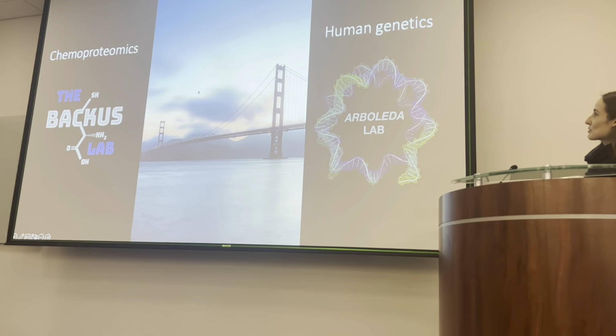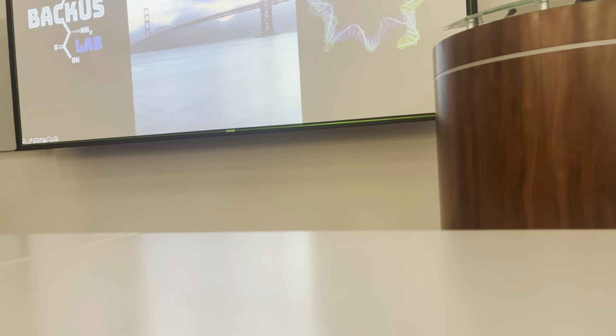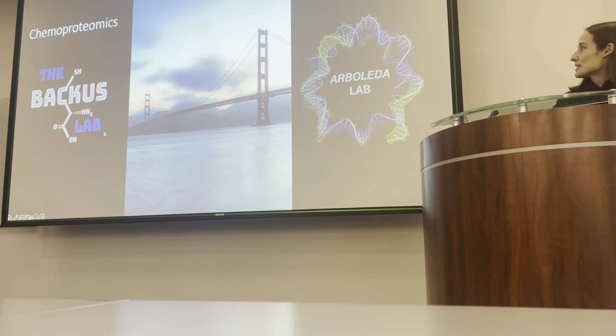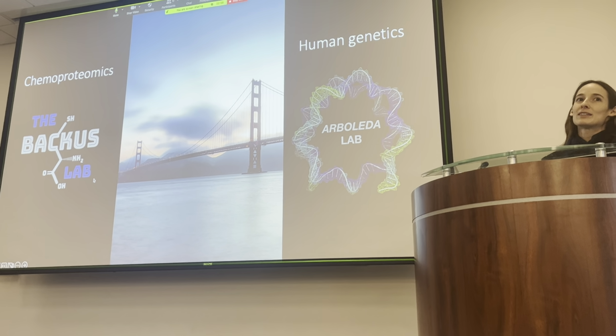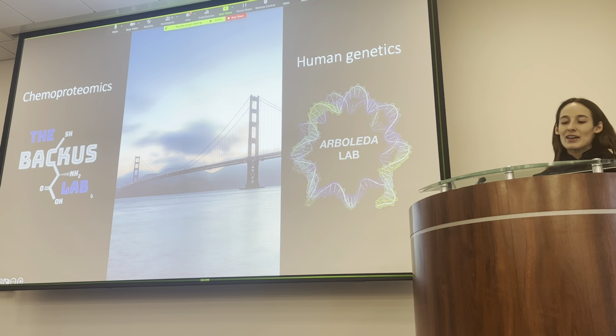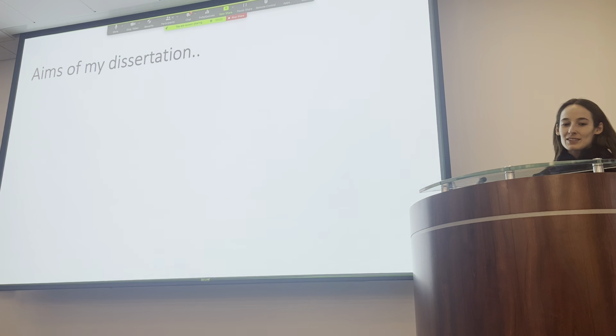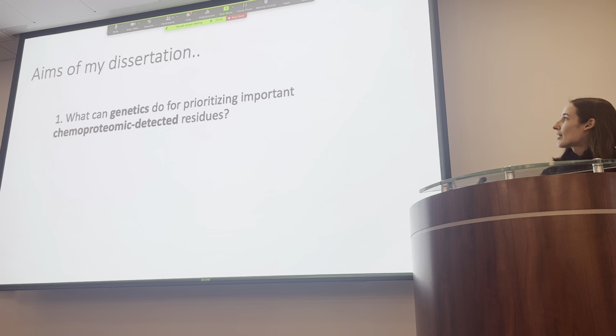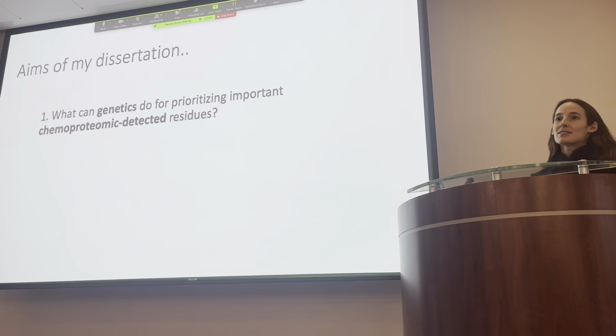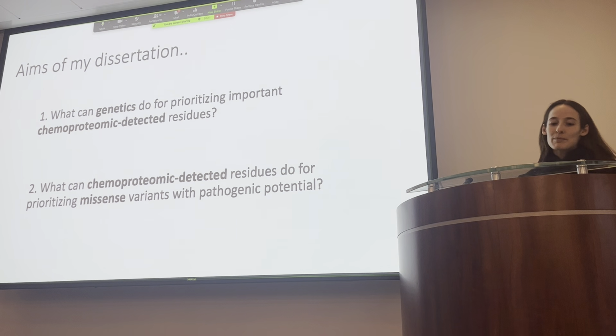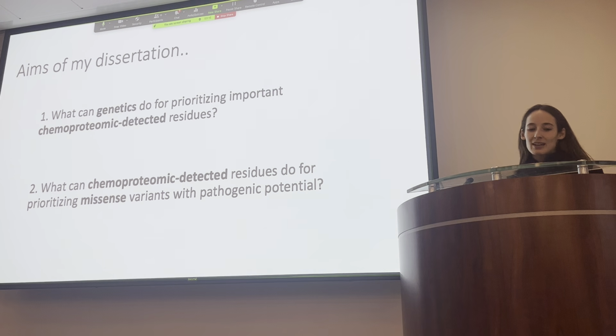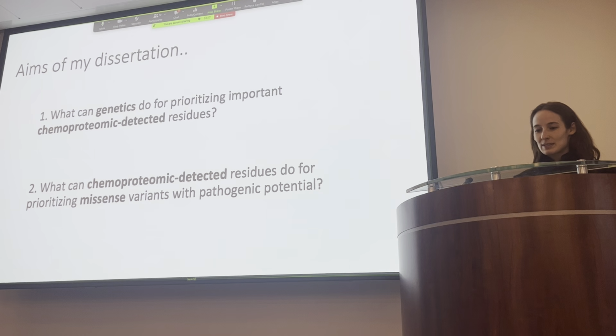My project is really at the interface of chemoproteomics and genetics. Chemoproteomics is the specialty of the Bacchus lab, and human genetics the specialty of the Arboleta lab. So the aims of my dissertation are: one, what can genetics do for prioritizing chemoproteomic detected residues? And the second big aim is: what can chemoproteomic detected residues do for prioritizing missense variants with pathogenic potential?